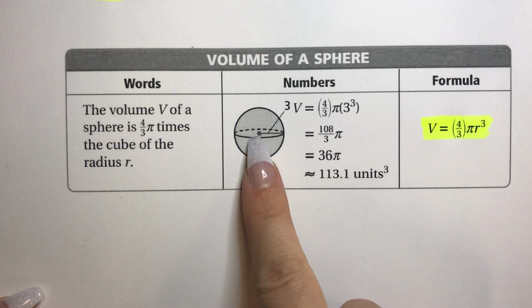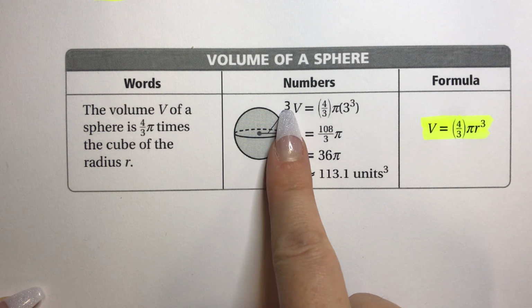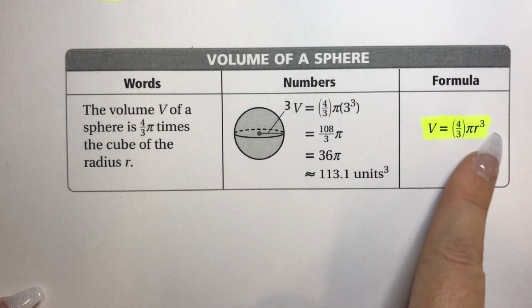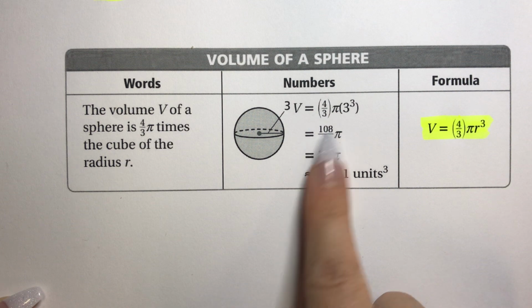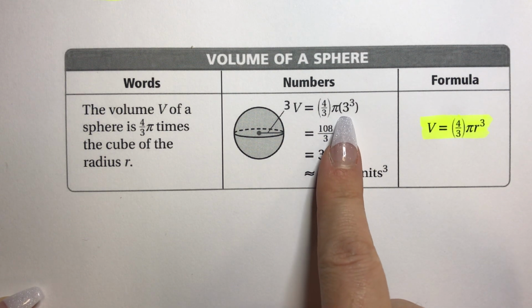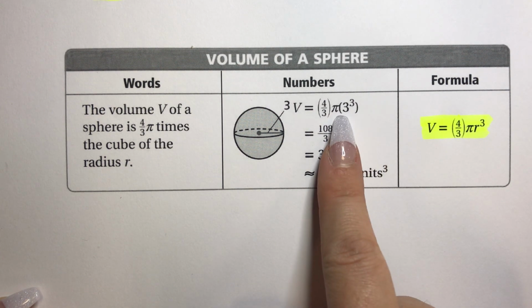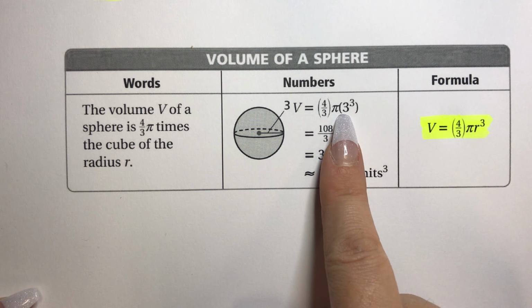So let's look at this sphere right here. And we have our formula here. It says the radius is 3 right there. So they stick 3 in for the radius. And it's cubed. So then they went 3 times 3 times 3. 3 times 3 is 9. 9 times 3 is 27.